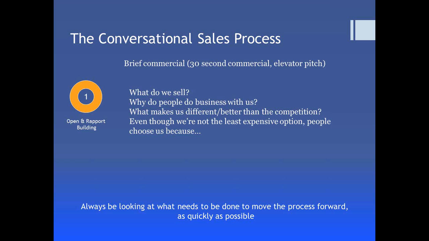Now, why are we talking about this now? Because we're talking about a brief commercial, and I find that in most people's brief commercial, they do say what we sell, but they talk about the features instead of the benefits. If you're going to put together a good brief commercial, you need to focus not only on the features, but also on the benefits. We have to figure out what we sell. Why do people do business with us? Why do people want to do business with Verizon Wireless? What makes us different? What makes us better? And I happen to love the "even though we're not the least expensive option, people choose us because" approach.